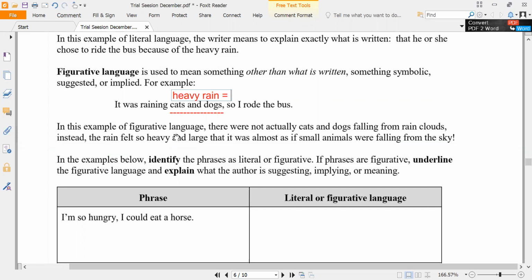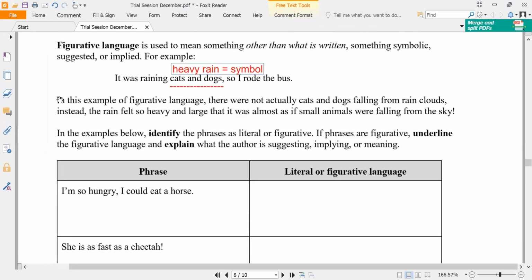So the expression cats and dogs is a symbol. Symbol means reference that it was raining very heavily. So this expression is unreal, it's imaginary, so it is figurative. You got the difference now between what literal language and figurative means? Okay, read this explanation of it was raining cats and dogs.